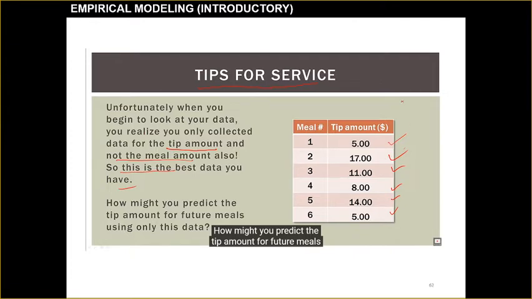Yes or no? That also depends on the time, at what time you are having lunch, or dinner, or a party, whatever. Yes or no? So there are several factors. So that waiter has only considered the tip amount. He has not taken the amount of that bill here. So he took single values like this: meal 1 gave 5 rupees, meal 2 17 rupees, and like this. Okay, so still he tried. How might you predict the tip amount for the future meal using only this data?